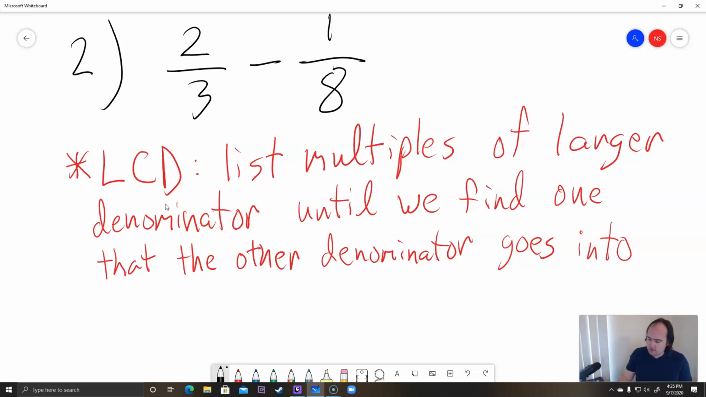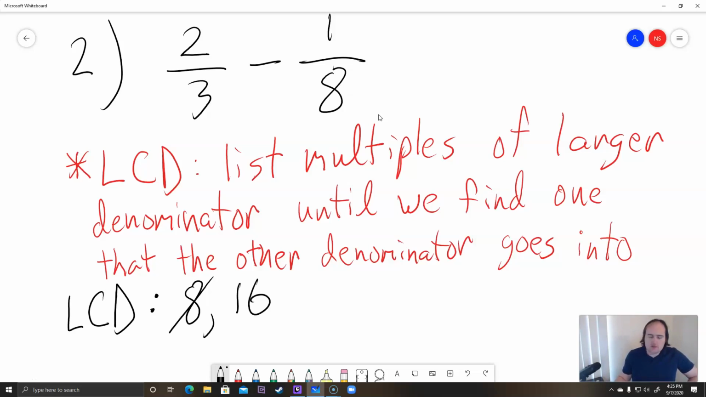Okay, so here, to find the LCD, we look at our larger denominator. So here the larger denominator is 8, and we list multiples of 8. Okay, so the multiples of 8 are 8. Well, 3 does not go into 8, so we cross that out, and we go to the next multiple, which is 16. Does 3 go into 16? No, it doesn't. So we cross that out, we go to 24. Well, does 3 go into 24? Yes, it does. So that means 24 is the LCD.